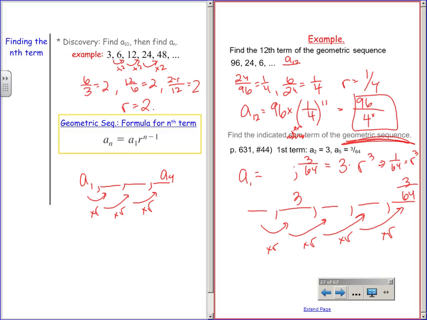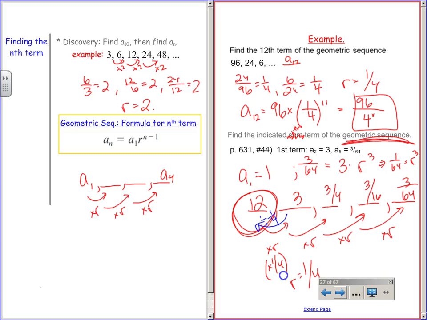Can I cube root 64? 4 times 4 is 16. 16 times 4 is 64. r is equal to 1/4. Does that make sense? 3, 3/4, 3/16, 3/64. Oh, it does. But what are they asking for? So how do I go backwards? If I know times 1/4 is forwards, aren't I going to divide by 1/4? And what's dividing by 1/4 the same thing as? Multiplying by 4.